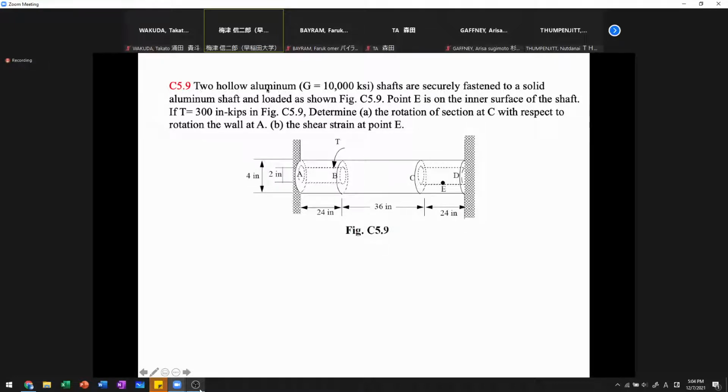The problem is a two-hole aluminum shaft securely fastened to a solid aluminum shaft and loaded as shown in figure C5.9. Point E is on the inner surface of the shaft. If T equals 300, as shown in figure C5.9, determine A, the rotation of the section at C with respect to the wall at A, and B, the shear strain at point E. Please solve these problems.